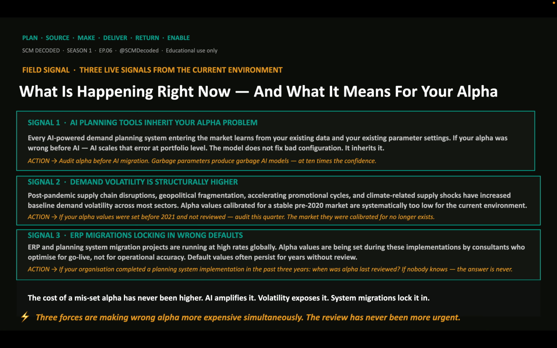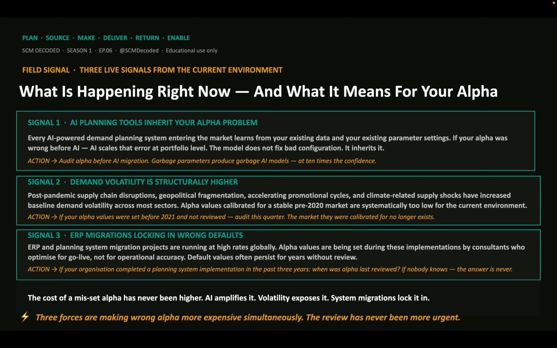The third signal is that ERP and planning system migrations are running at high rates globally. Alpha values are being set during these implementations by consultants who optimize for go-live, not for operational accuracy. Default values often persist for years without review. The cost of a misset alpha has never been higher. AI will amplify it, volatility will expose it, and system migrations lock it in. So, three forces are making wrong alpha more expensive simultaneously. The review of alpha has never been more urgent.